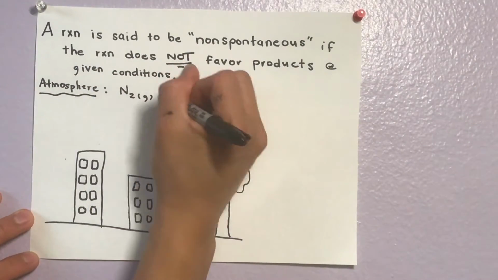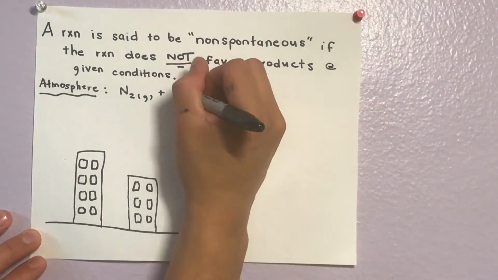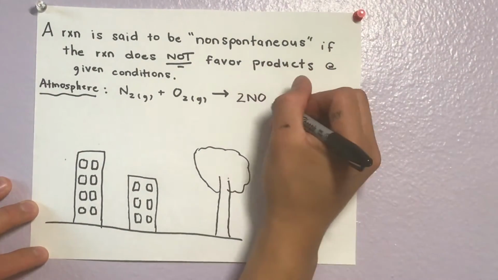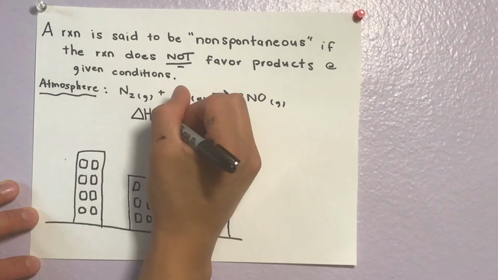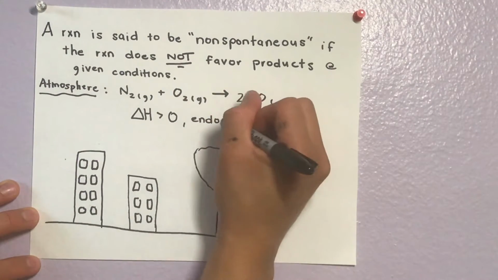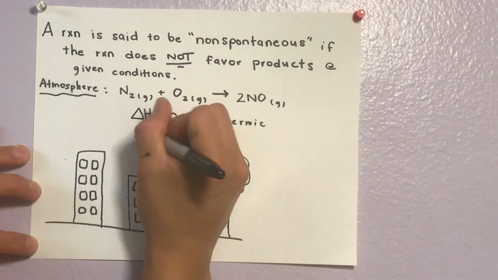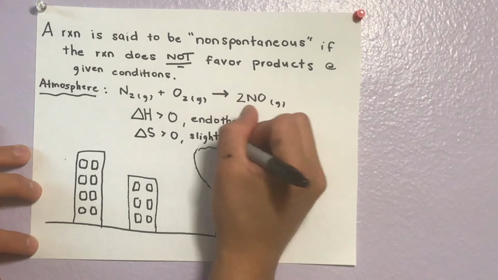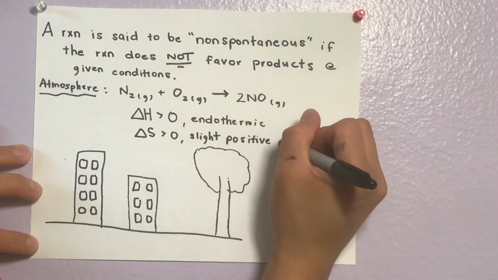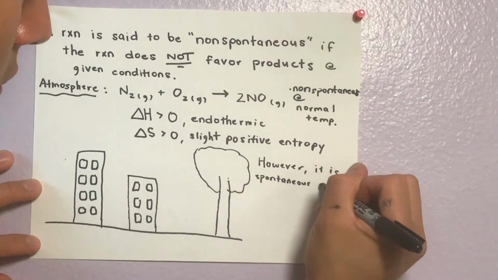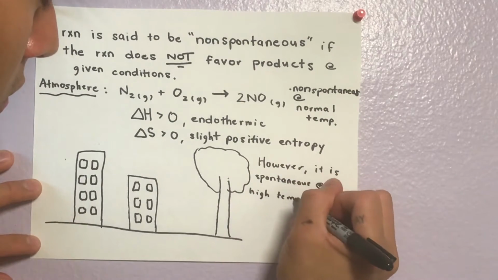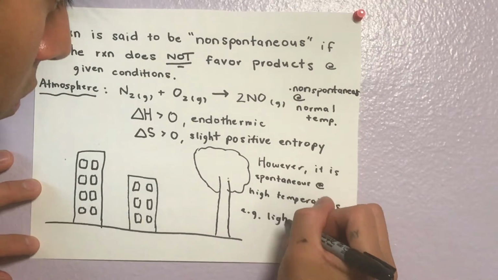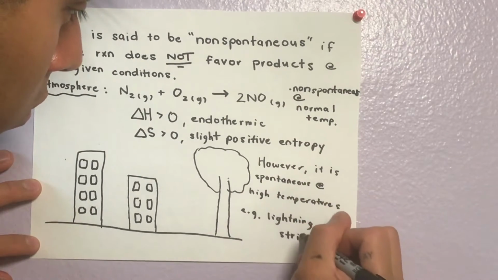Our atmosphere is composed primarily of a mixture of nitrogen and oxygen gases. One can write an equation showing these gases undergoing a chemical reaction to form nitrogen monoxide. This reaction is non-spontaneous at normal temperatures and pressures. It is a highly endothermic reaction with a slightly positive entropy change. However, nitrogen monoxide is capable of being produced at very high temperatures, and this reaction has been observed to occur as a result of lightning strikes.